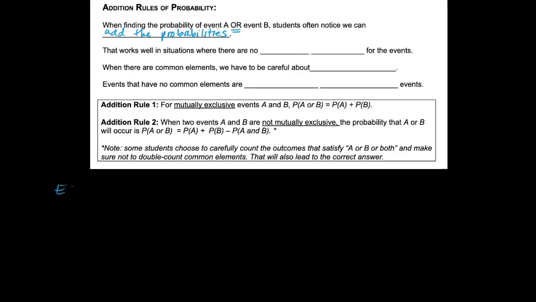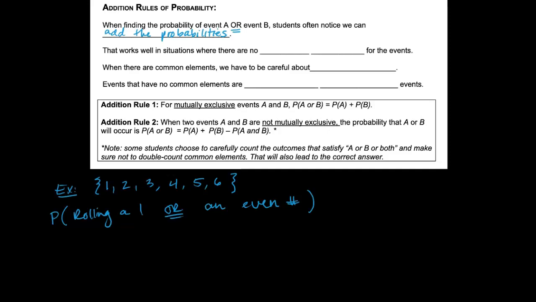So let's say we consider the experiment of rolling a die. If we write out that sample space, we can have a 1, 2, 3, 4, 5, or 6. And let's say I ask the probability of rolling a 1 or an even number. So I could do this in a couple of ways. I could just look at this all together and go through the sample space and ask myself, okay, is this a 1 or an even number, and then count it.